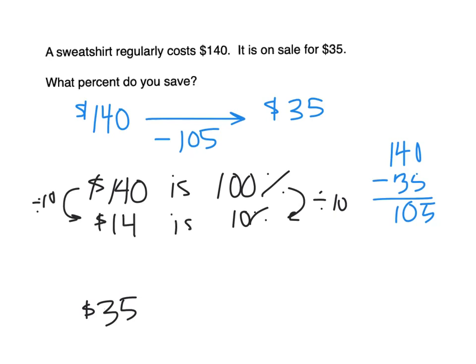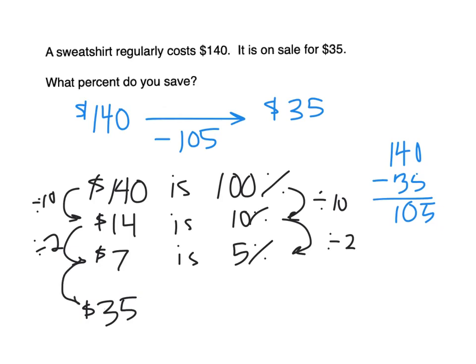Now I'm kind of thinking in my head what numbers 14 and 35 have in common. And I know that they have 7 in common. So I can divide by 2 to get to 7. And that tells me that $7 is 5%. And then to get up to 35, I have to times by 5. And that's 25. So 35 is 25%.